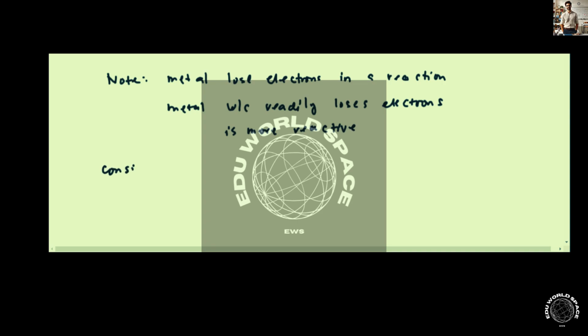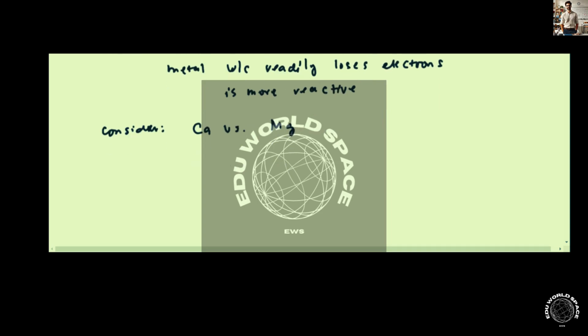So consider calcium and magnesium. Now, calcium is found below magnesium in the periodic table, and the periodic trend tells us that as we go down the group or column of the periodic table, the size of the atom increases. So since Ca, or calcium, is found below Mg, Ca is larger than Mg.